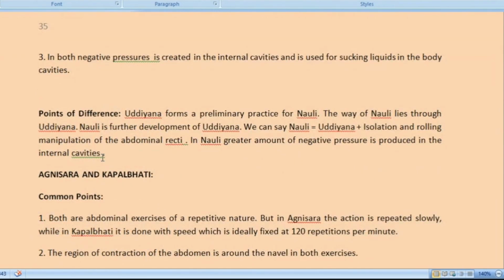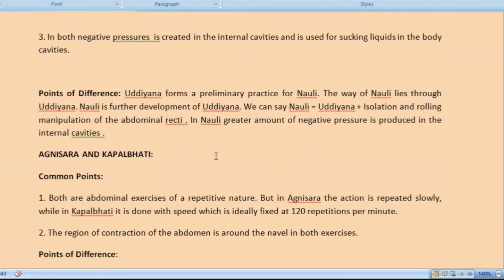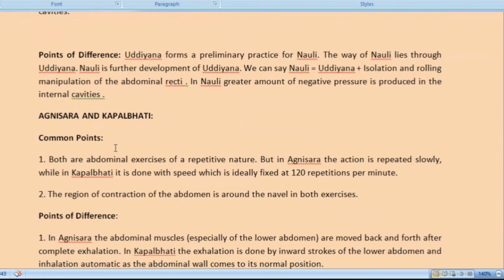There is a point of difference. Uddiyana forms a preliminary practice for Nauli, the way Nauli lies through Uddiyana. Nauli is a further development of Uddiyana. We can say Nauli is equal to Uddiyana plus isolation and rolling manipulation of the abdominal recti. In Nauli, a greater amount of negative pressure is produced in the internal cavities.